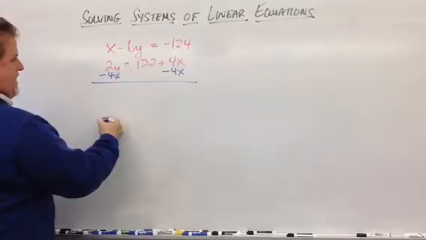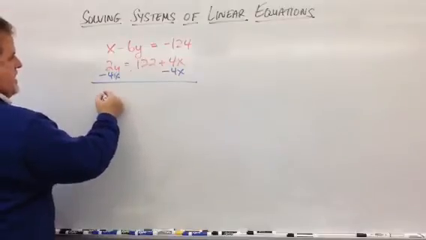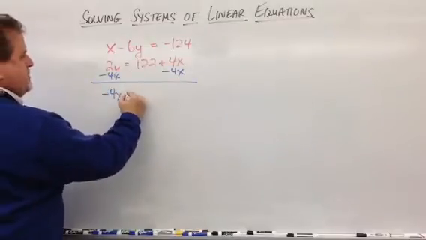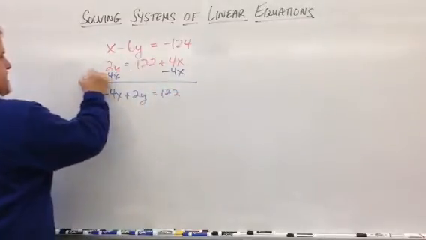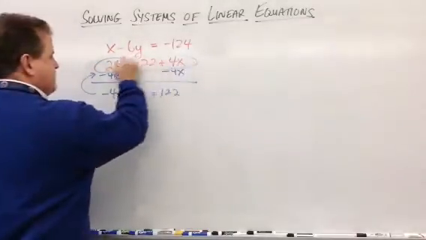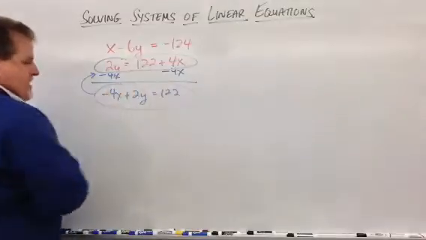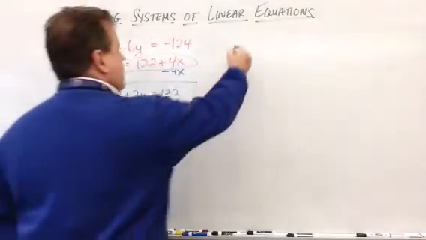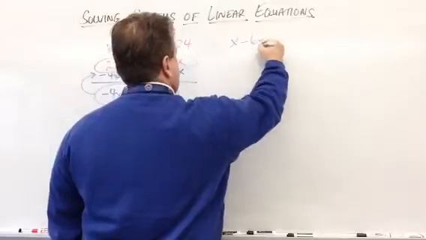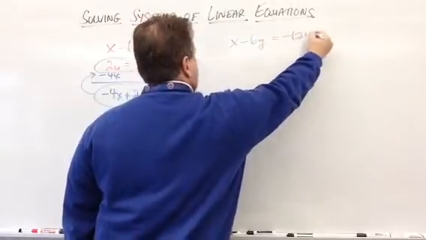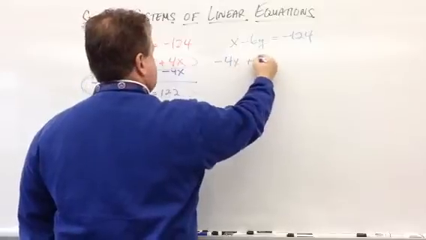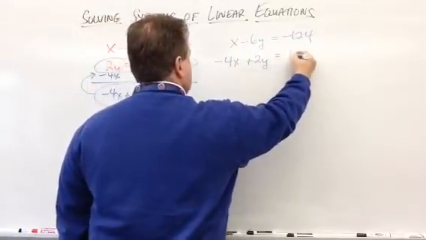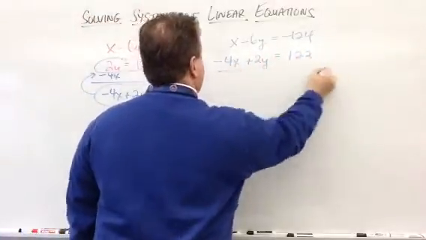So that I'm going to have negative 4x plus 2y equals 122. That's going to replace this whole equation. Okay? So now I'll rewrite that over here. We have x minus 6y equals negative 124, and we have negative 4x plus 2y equals 122.